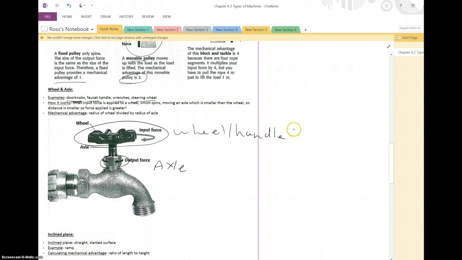Since this radius is much bigger than the radius of the axle, the distance is large. If your distance is large, that means the force that you are exerting is small to do the same amount of work. Here, the distance is small, which means that the force it is exerting is much greater. So you are able to do a lot less work.